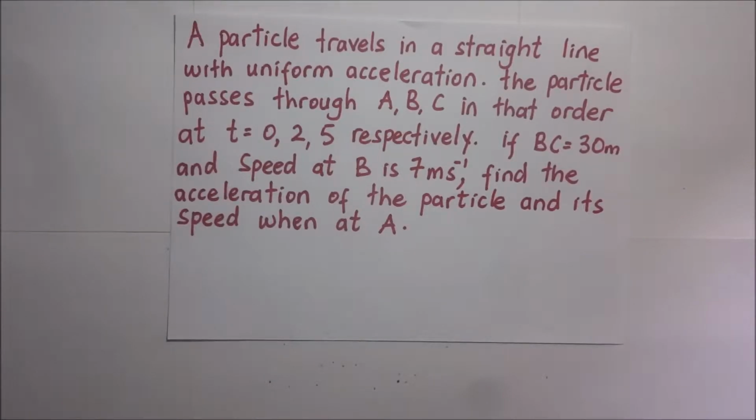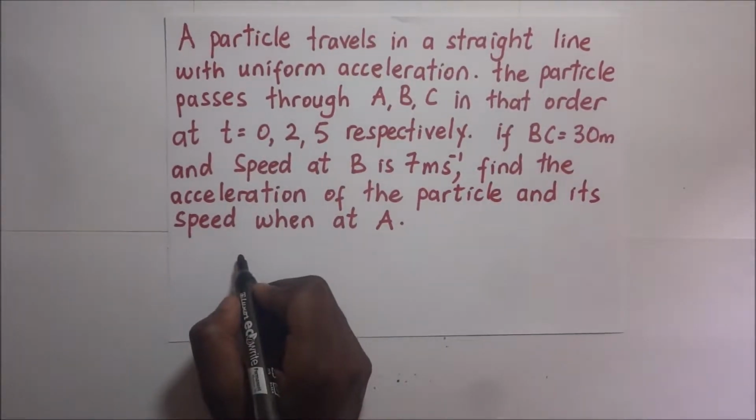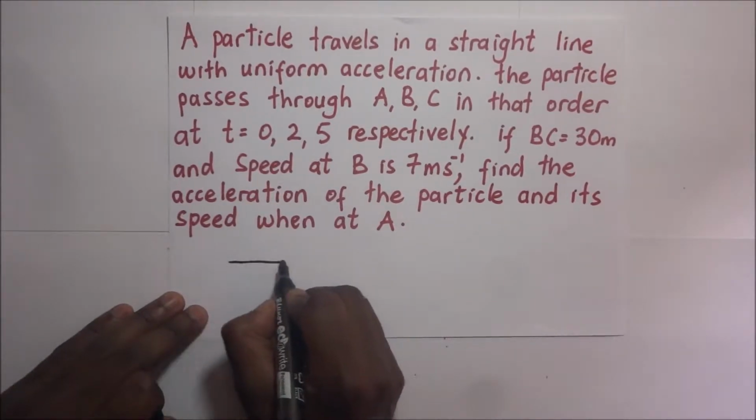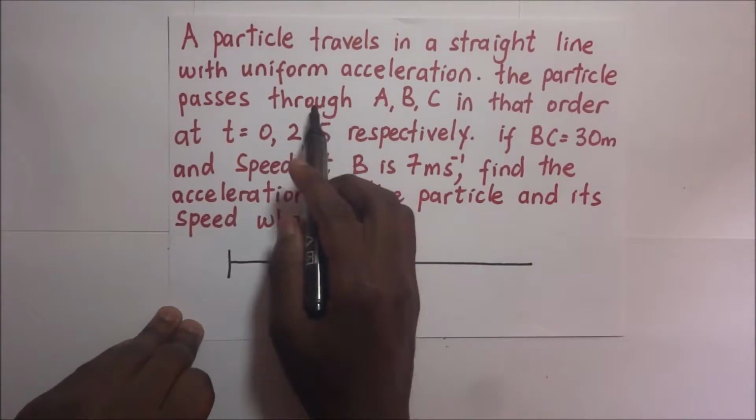Summarize it diagrammatically. A particle travels in a straight line with uniform acceleration. So the catchword there is uniform acceleration, meaning you know that you're going to apply the uniform acceleration formula. It's traveling in a straight line with uniform acceleration.